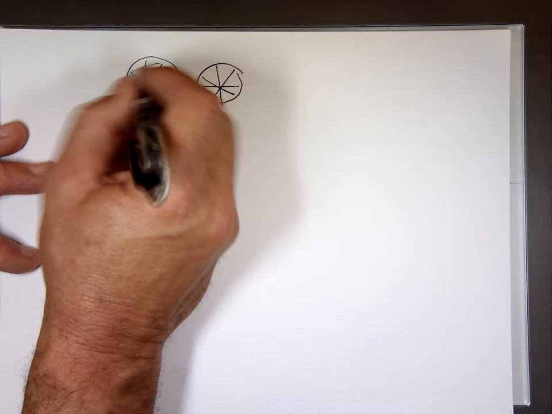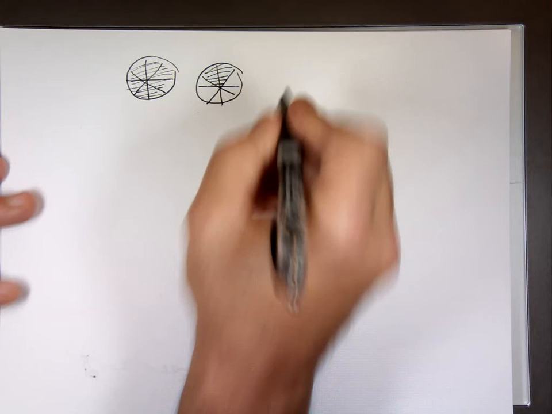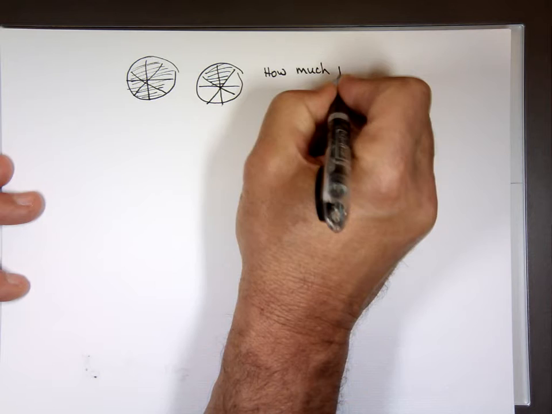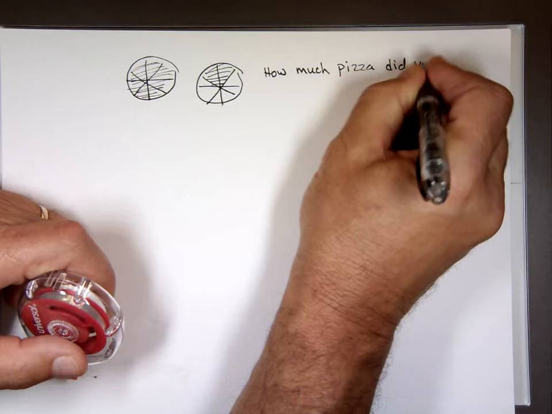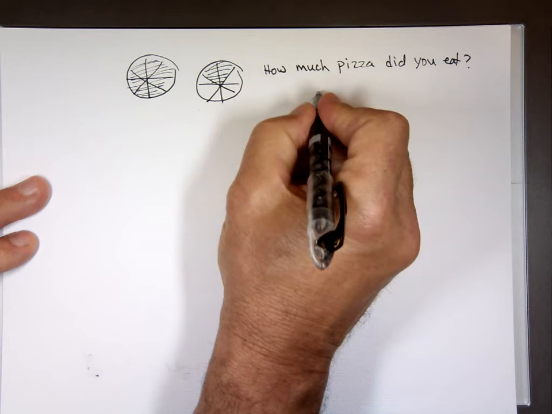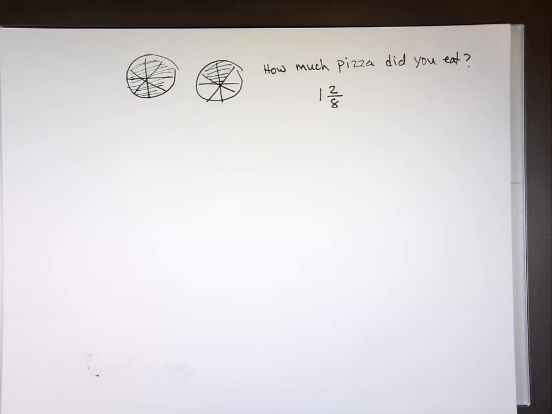And that wasn't enough, because you're still hungry. You reached into this one, and you had 2 pieces. How much pizza did you eat? You ate all of this, and you ate what? 2 slices out of how many? 8. 2 out of 8. Again, we'll simplify later. Don't worry about the simplifying. You ate a whole one and 2 out of 8. That's still a fraction, but that's known as what? Mixed number.